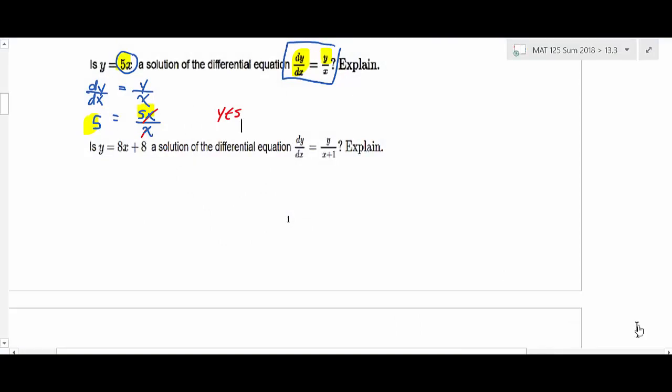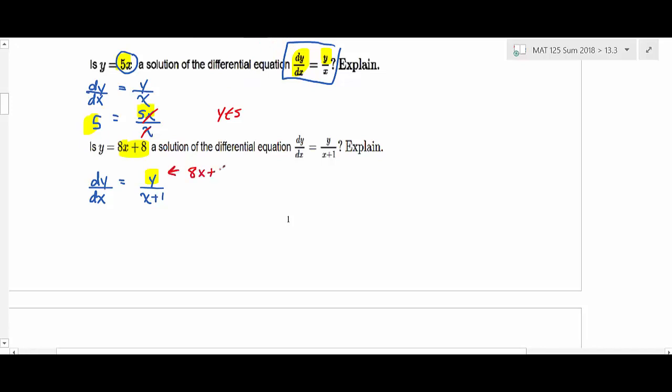Okay, well, let's take a look and see what you did here. What we have is the differential equation dy over dx is equal to y over x plus 1. What I'm going to do is, first of all, just plug in y equals 8x plus 8 there. So that's going to go right in there.